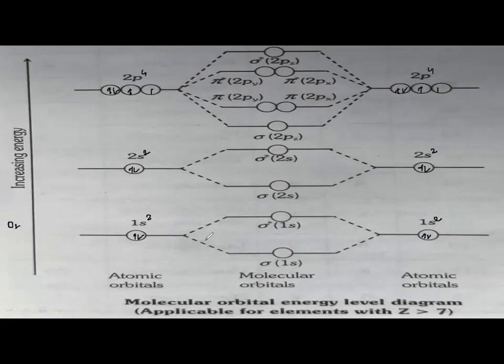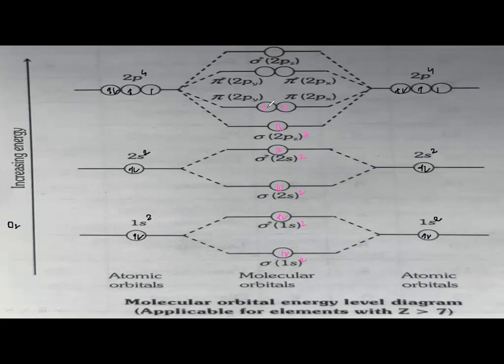Shall we fill now? First, they will occupy lower energy, then higher energy. So sigma 1s2, sigma star 1s2. Then lower energy, then higher energy: sigma 2s2, sigma star 2s2. Now, one electron, one electron. First, they will occupy sigma 2pz because that has lower energy. Then one electron comes here, one electron comes here.